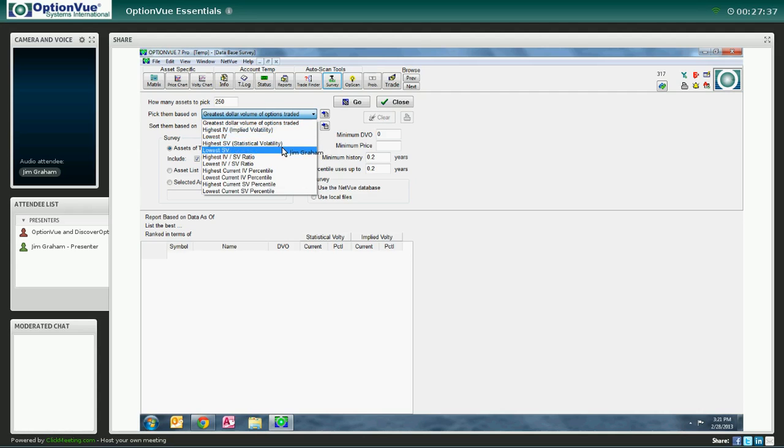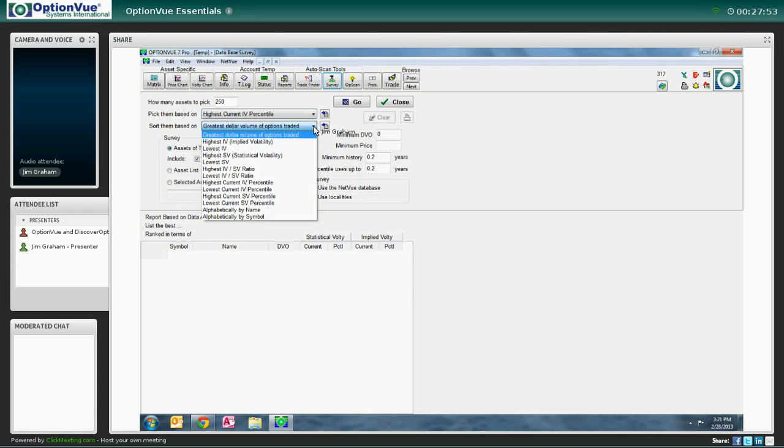Let's just choose one. I'll choose, how about the highest current IV percentile, so the options are very expensive. Then you would choose to sort them based on any of those same choices, including this one, or I could choose to sort the resulting 250 things by something else. Whichever I choose, it doesn't affect the 250 things. The same 250 things are going to be picked no matter what. All I'm choosing now is how that list is sorted.